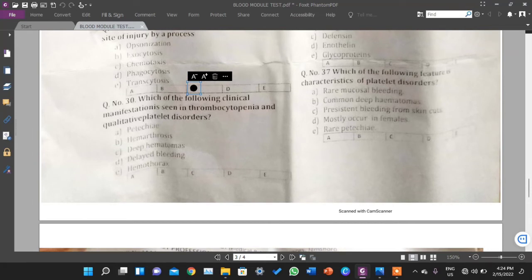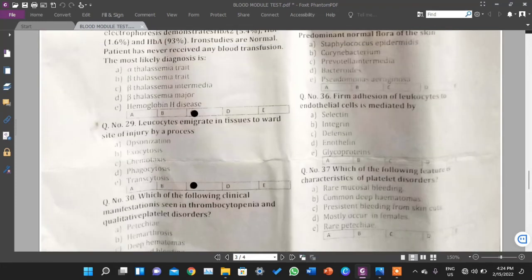30. Which of the following clinical manifestations is seen in thrombocytopenia and qualitative platelet disorder? Petechiae, hemarthrosis, hematomas, delayed bleeding, or hemothorax? The presence of petechiae is a well-known and very specific sign for thrombocytopenia as well as qualitative platelet disorder. Petechiae are basically minute hemorrhages under the skin that can be seen with the naked eye.